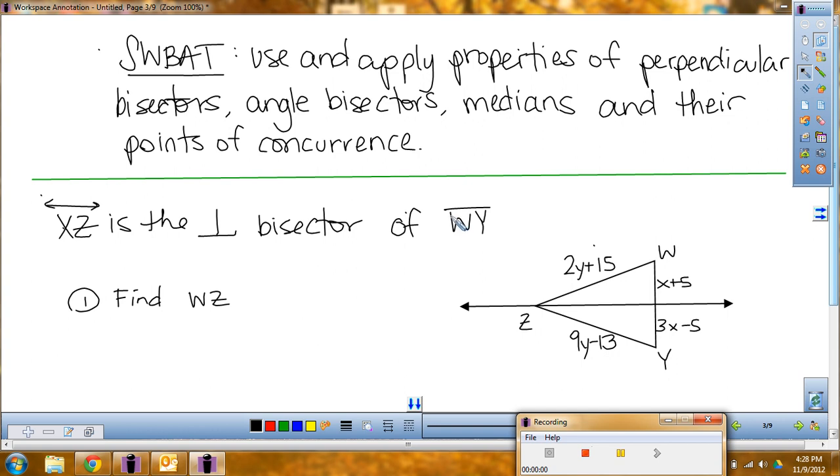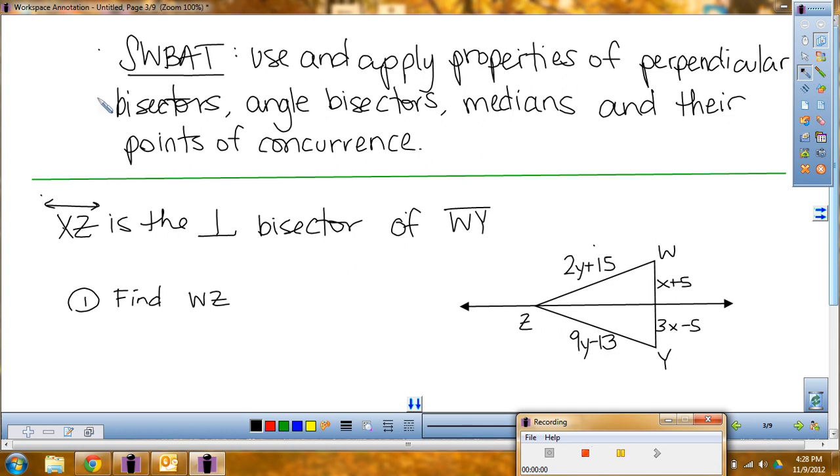Alright guys, so we are working on objective 225, which is to use and apply the properties of perpendicular bisectors, angle bisectors, medians, and their points of concurrence. So we did talk about altitudes today, and while they are important properties, there's not a lot of algebraic properties that come out of our altitudes other than the fact that they create those 90-degree angles. But our perpendicular bisectors, our angle bisectors, and our medians have some more interesting things happen, so that's what we're going to be focusing our time on today.